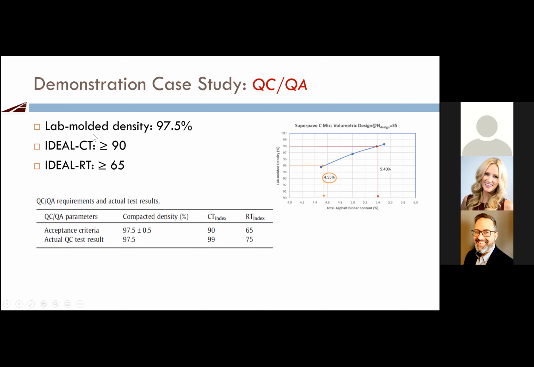So this is the QC requirement. And here, that's the QC actual test result. And this acceptance criteria, the top line here and the bottom line here, that's what really happened in the field. The QC test shows 97.5, and we also got the CT actual number of 99 and RT of 75. So we're all good with the QC part. So this example showed how we can go from balanced mix design to the end of the QC/QA requirement.